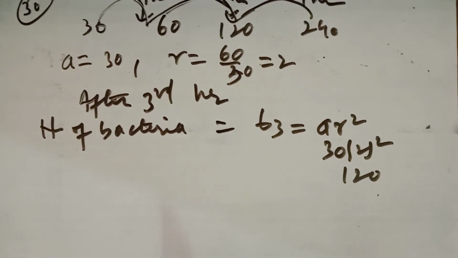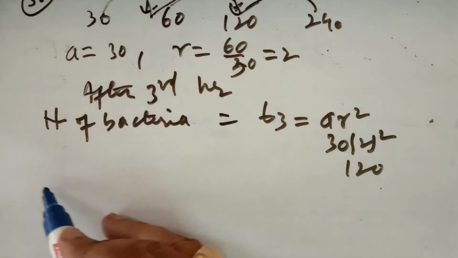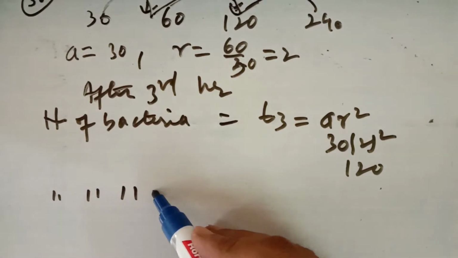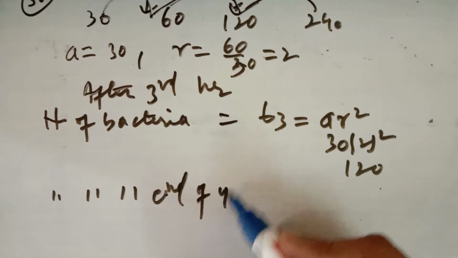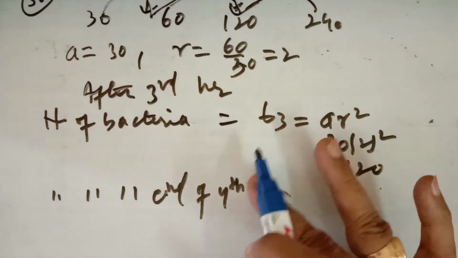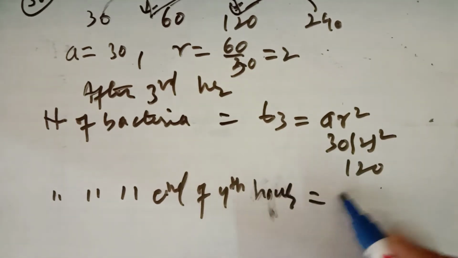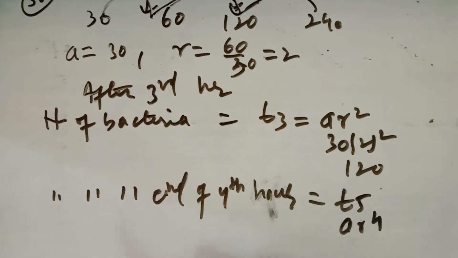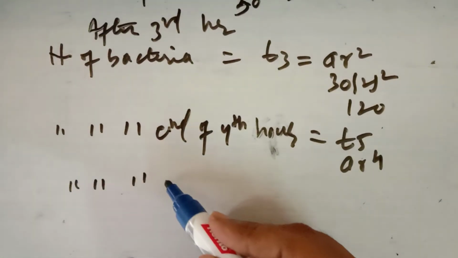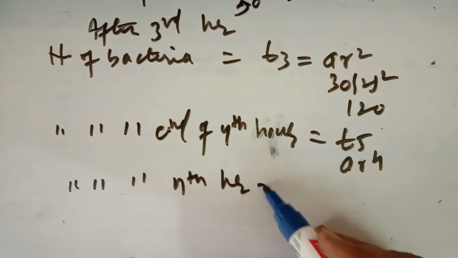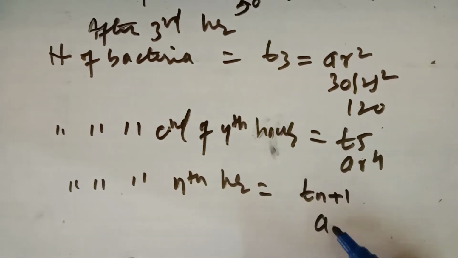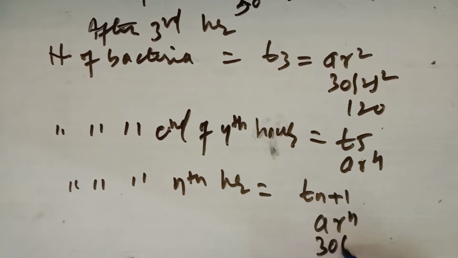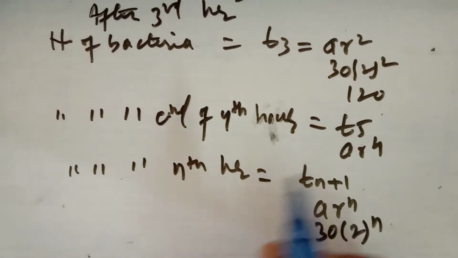Now you have to find how many bacteria are there at the end of the fourth hour. So the number of bacteria at the end of the fourth hour will be the fifth term you have to find, that is AR raised to power 4. And the number of bacteria at the end of the nth hour will be the (n+1)th term, that is AR raised to power n, where A is 30 and R is 2. Nth hour means you have to find the (n+1)th term. So this is question number 30.